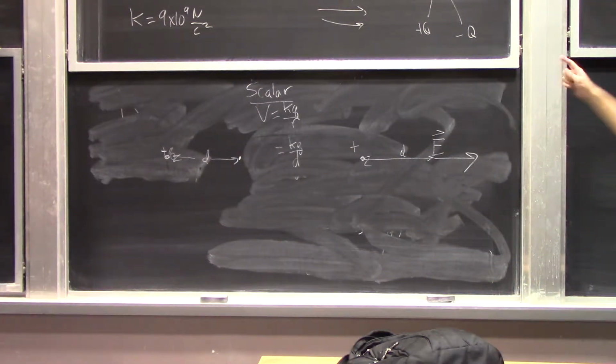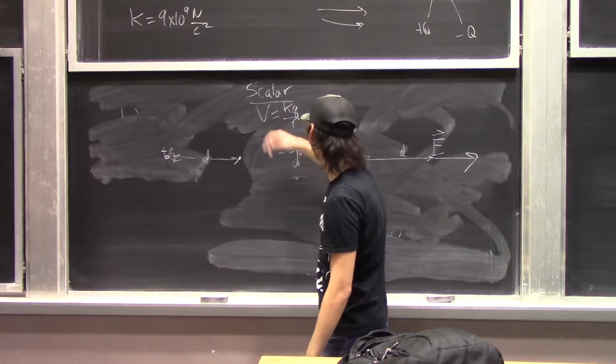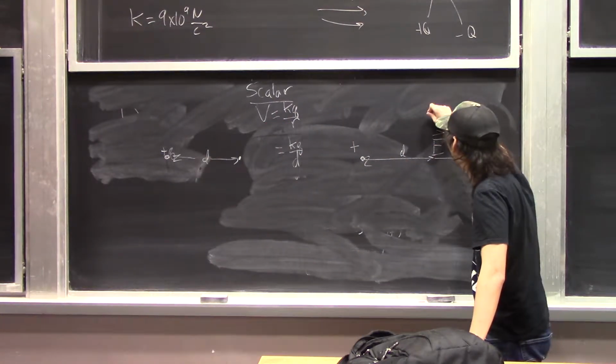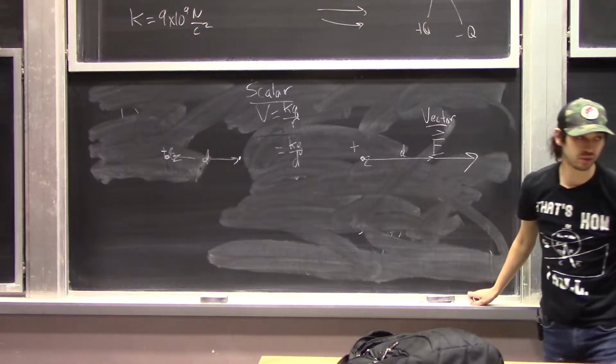So you can see the advantages: even though this is a little bit more abstract, it's easier to work with the electric potential in some cases than the electric field, because the electric potential is a scalar. This is a vector, and we do care about the direction of the vectors.